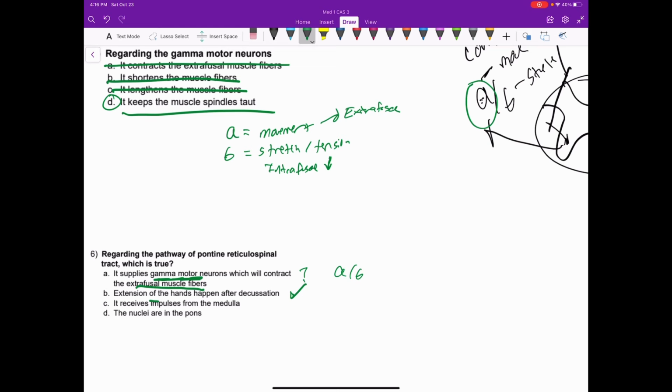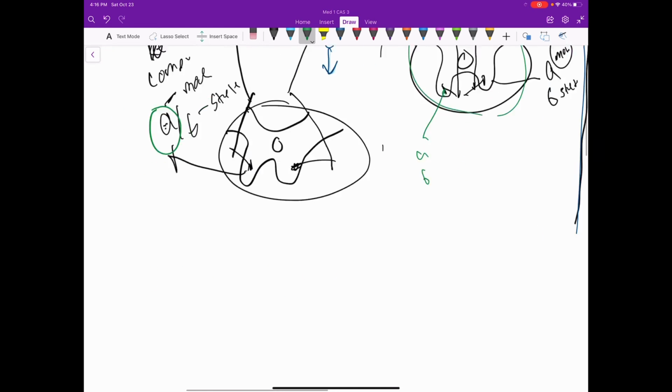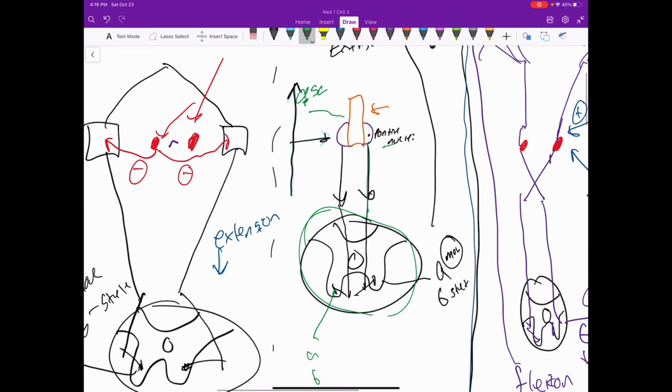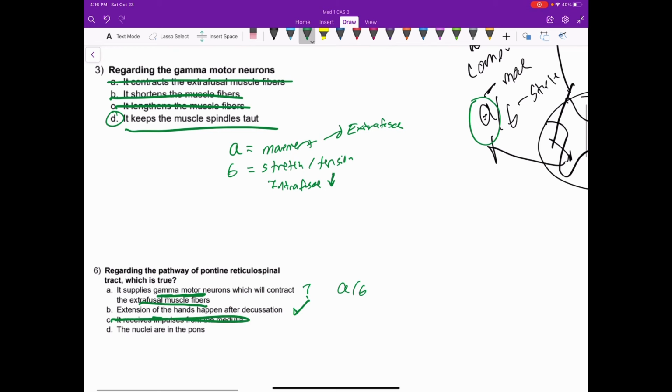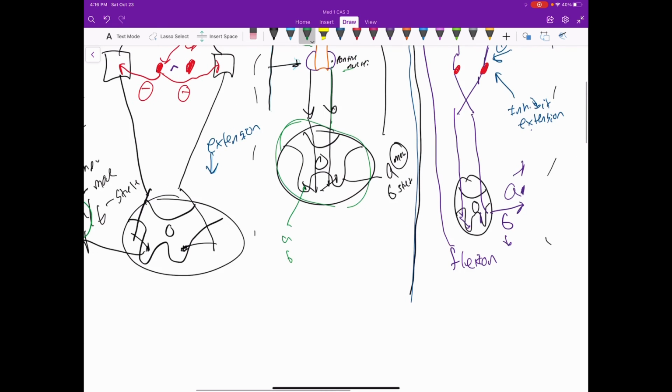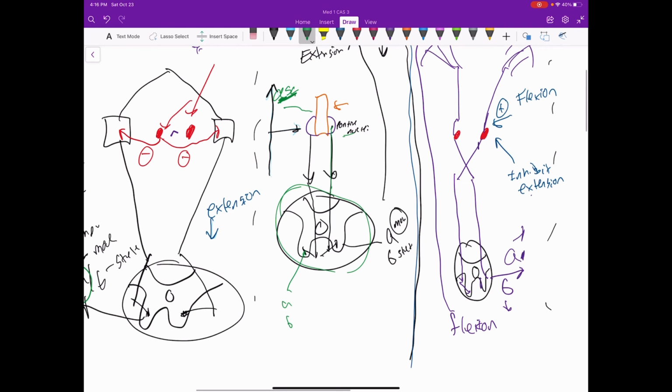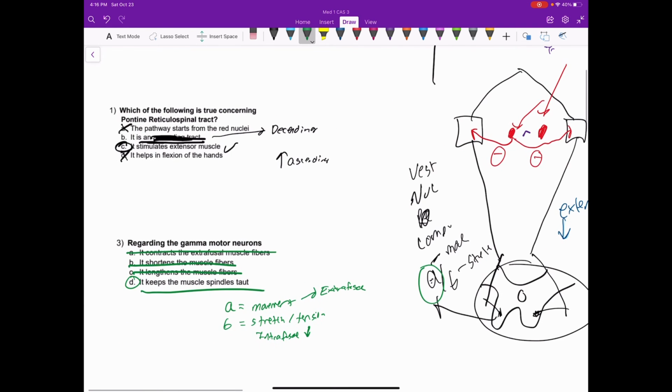Does it receive impulses from the medulla? No, it receives impulses from where? The ascending fibers. So that's wrong. Or the nuclei are in the pons. Is that right? Well, that's probably right. That's where the nuclei start from, the pons, right? And they proceed down. Okay.